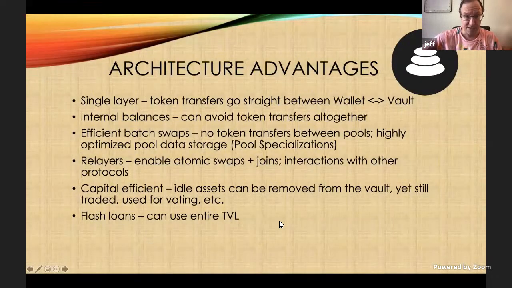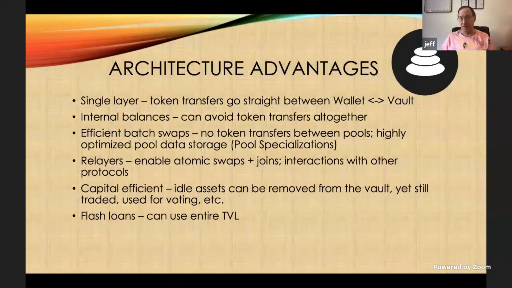So yeah, this is that example. And you have things like internal balances. So you can actually avoid token transfers altogether with a wallet basically inside the vault. You can have your own personal wallet inside the vault. And that allows you to do swaps and joins and exits and things all inside the vault with no token transfers.